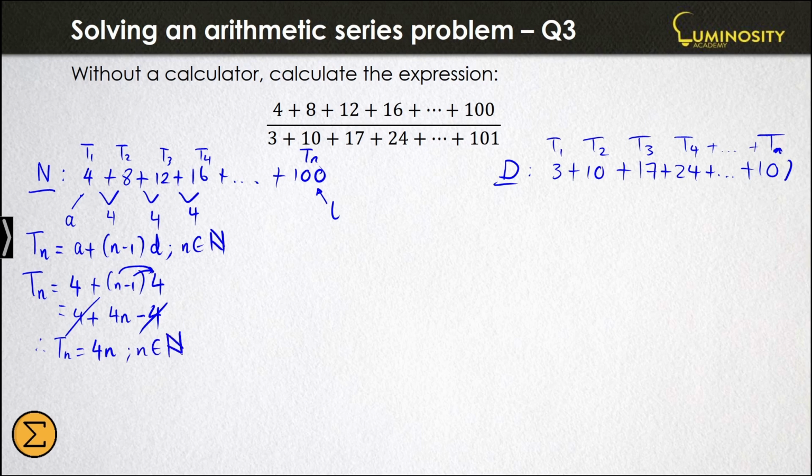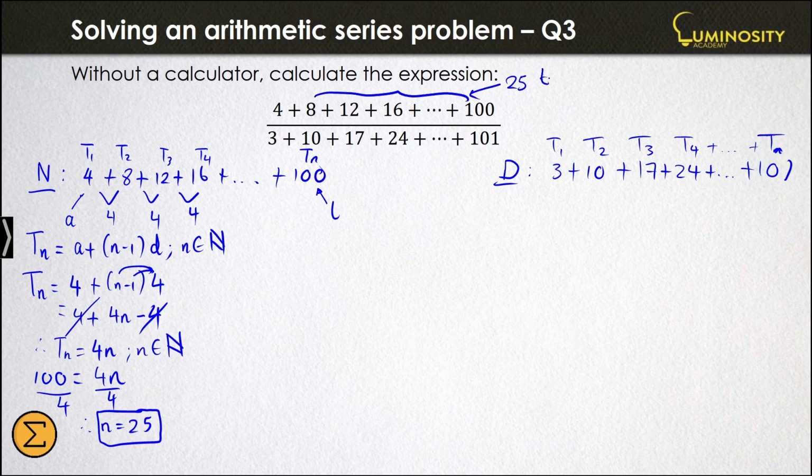So how do I know which nth term gives me 100? Well, I have to substitute 100 equals 4n, and divide both sides by 4, therefore giving me n equals 25. So there are 25 terms here in the numerator expression. So 25 terms, 4 plus 8 plus 12 plus 16. You're adding up 25 terms in total.